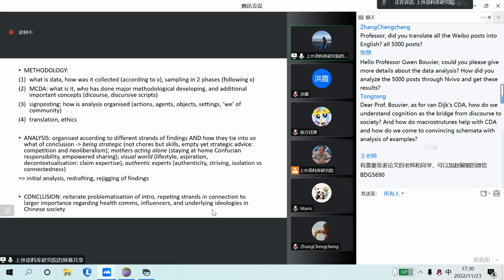The analysis then, we're almost there, don't faint of boredom, please. The analysis then was organized according to different strands of findings and how they tie into the so what, if you will, of the conclusion. What we found, see, it's really brief. What we found was that these mothers were being really strategic, yeah?